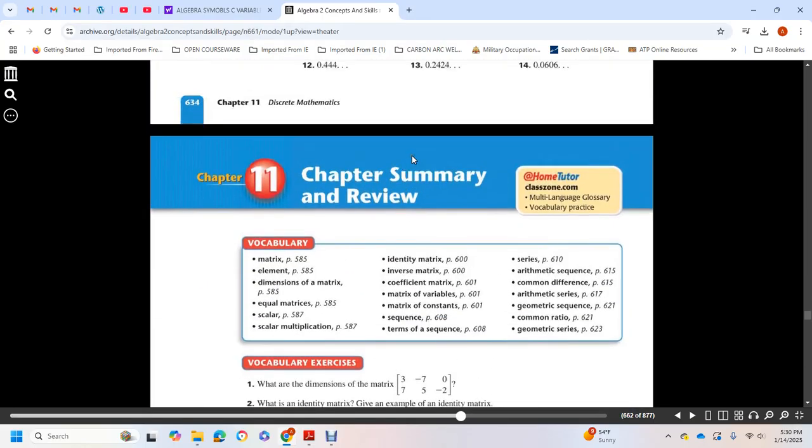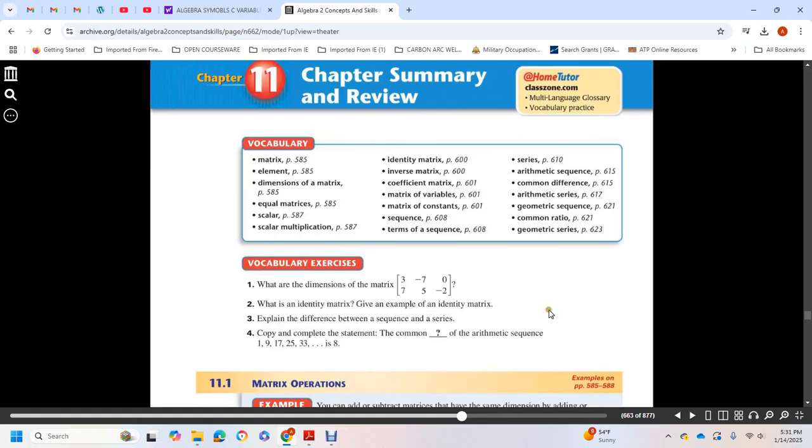Chapter 11, Summary and Review. Vocabulary: matrix, element, dimension, equal matrices, scalar multiplication, identity matrix, inverse matrix, coefficient matrix, variable matrix, constant matrix, sequence, terms of a sequence, series, arithmetic sequence, common difference, arithmetic series, geometric sequence, common ratio, geometric series.